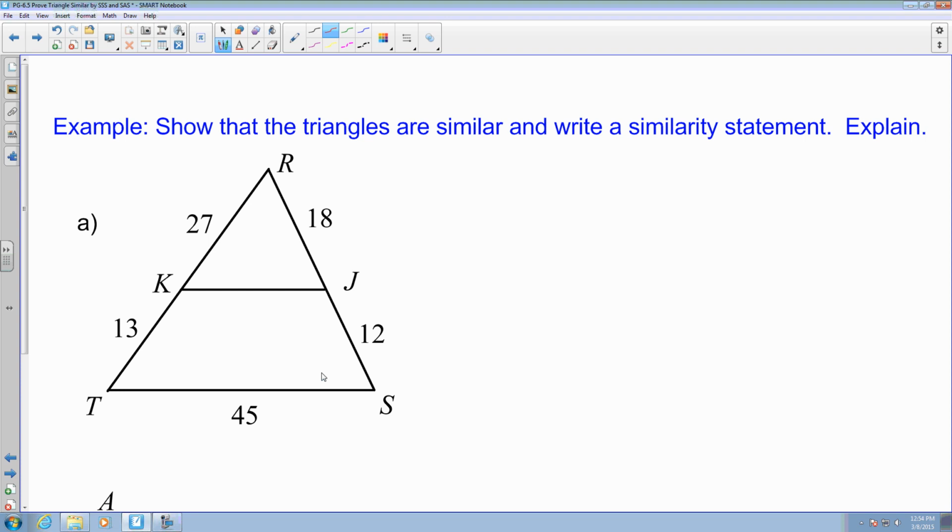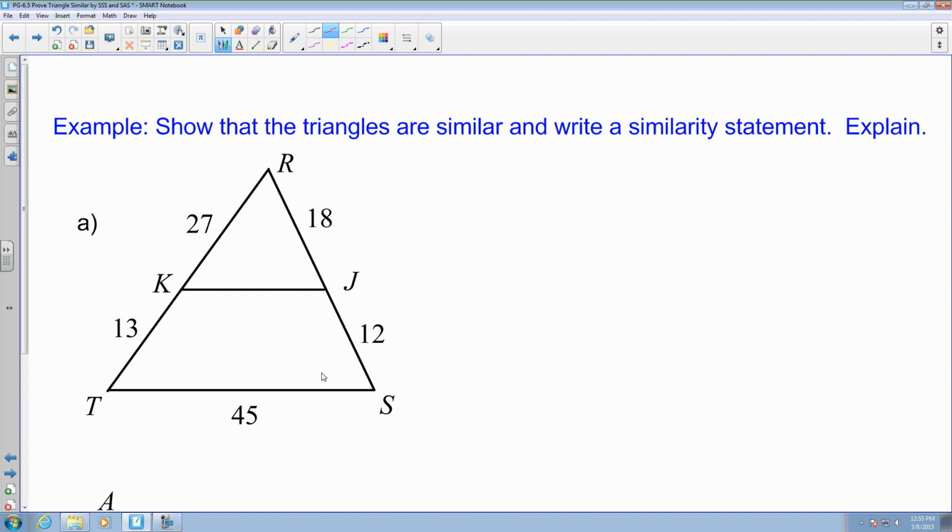Same rules apply. They want us to show that the triangles are similar and write a similarity statement. And they're asking us to explain. All right, the explanation is if it's side, side, side, show that the sides are proportional. If it's side, angle, side, give me an angle that's congruent. Give me two angles that are congruent, and then show proportions. So that's what I mean by explaining it.